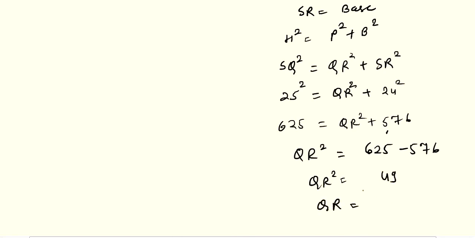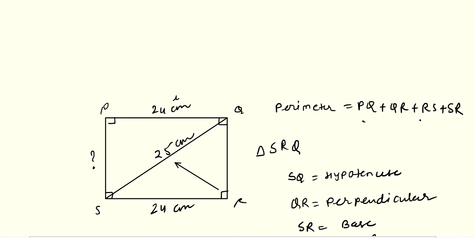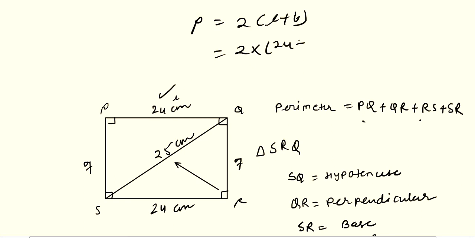Finally, QR equals, the square goes to the other side, root 49. 49 is the perfect square of what? Of 7. So QR is 7. The value of QR is 7, so PS is also 7. Now this is your rectangular field. So the perimeter will be 2 times (length plus breadth), 2 into (24 plus 7), which is 31. So 31 into 2 is 62. So 62 centimeters is the required perimeter for this question. Then question number 7 you can solve.